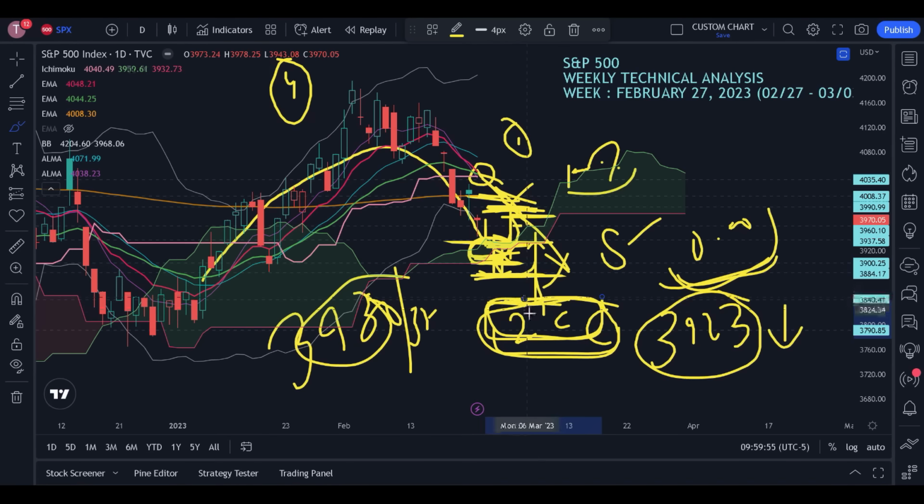One, two, or three days. The S&P 500 is under obligation to respect this particular zone. It has to spend at least one, two, or three days here. Even if it breaches, then also it will retest.